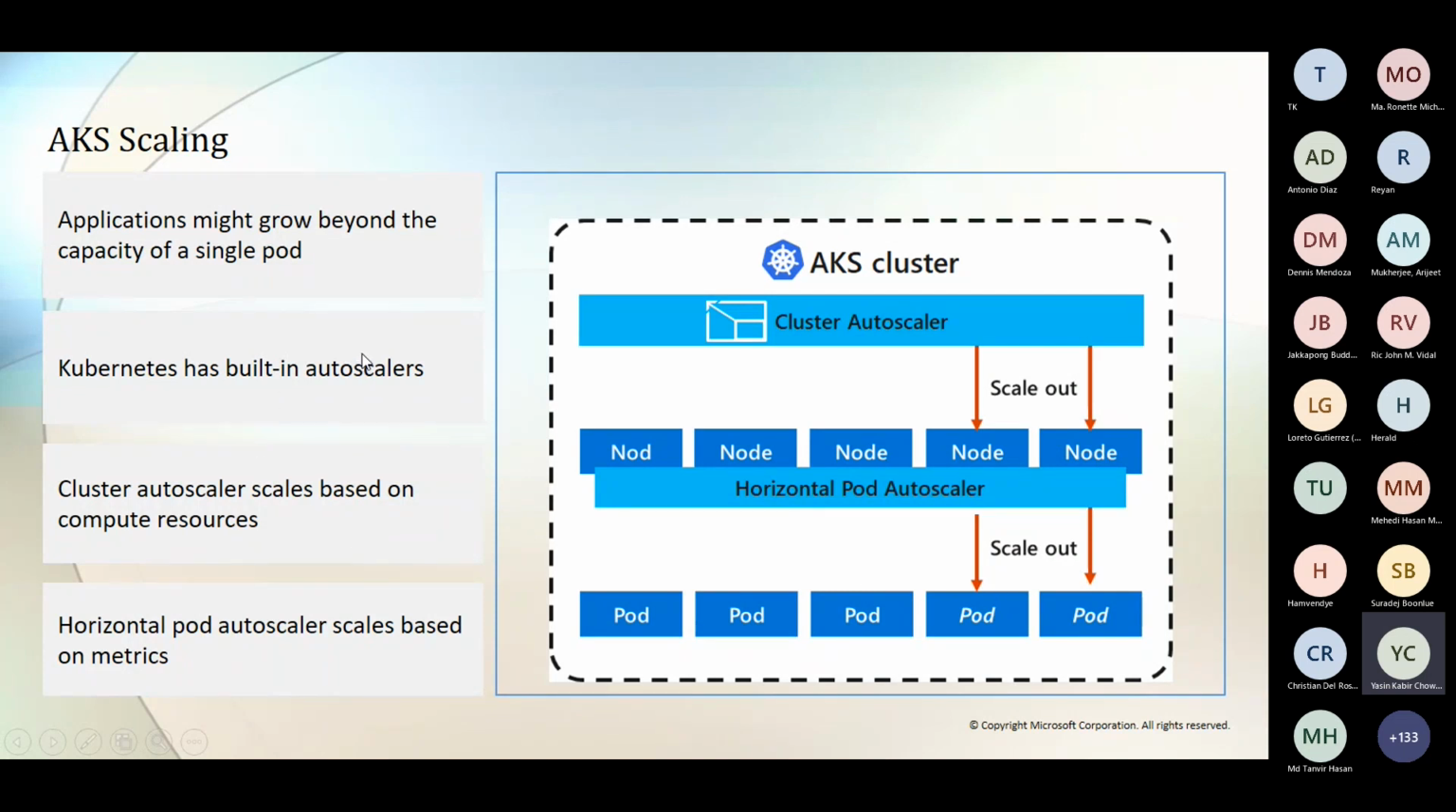Application might grow, it is written here, beyond the capacity of a single pod. Suppose in a single pod it is not possible, then Kubernetes has a built-in autoscaler. Automatically it will scale the cluster based on the compute resources. It will create more compute resources, or increase the resources of the computers. And horizontal pod scaling is based on metrics. As you know, there are metrics like CPU usage, memory, and disk space. Based on these metrics, they will increase the pods also.